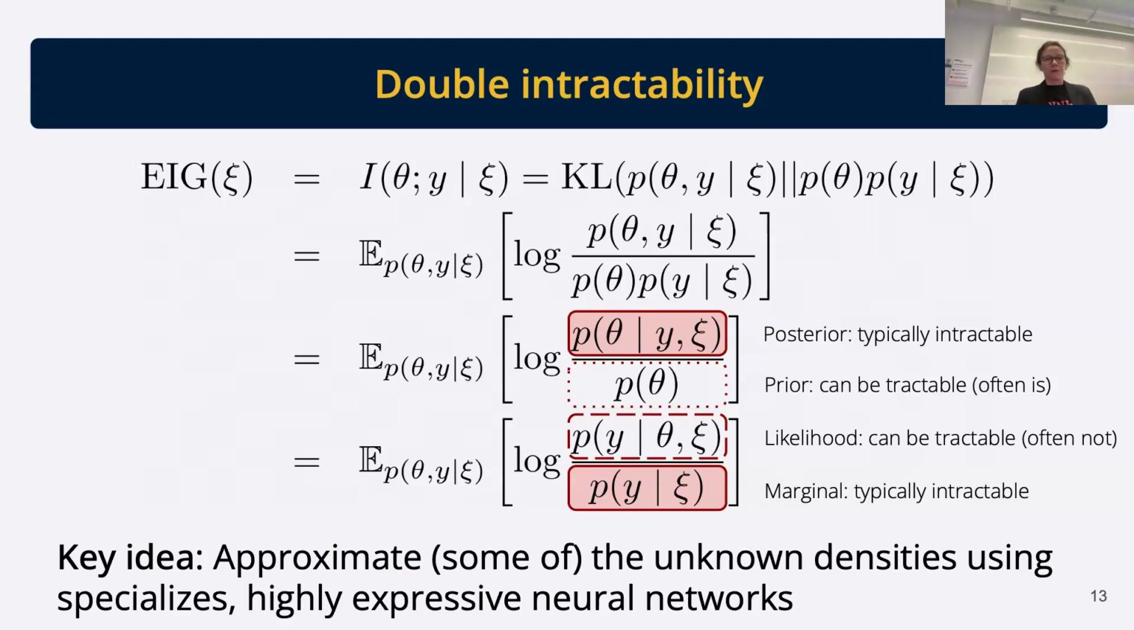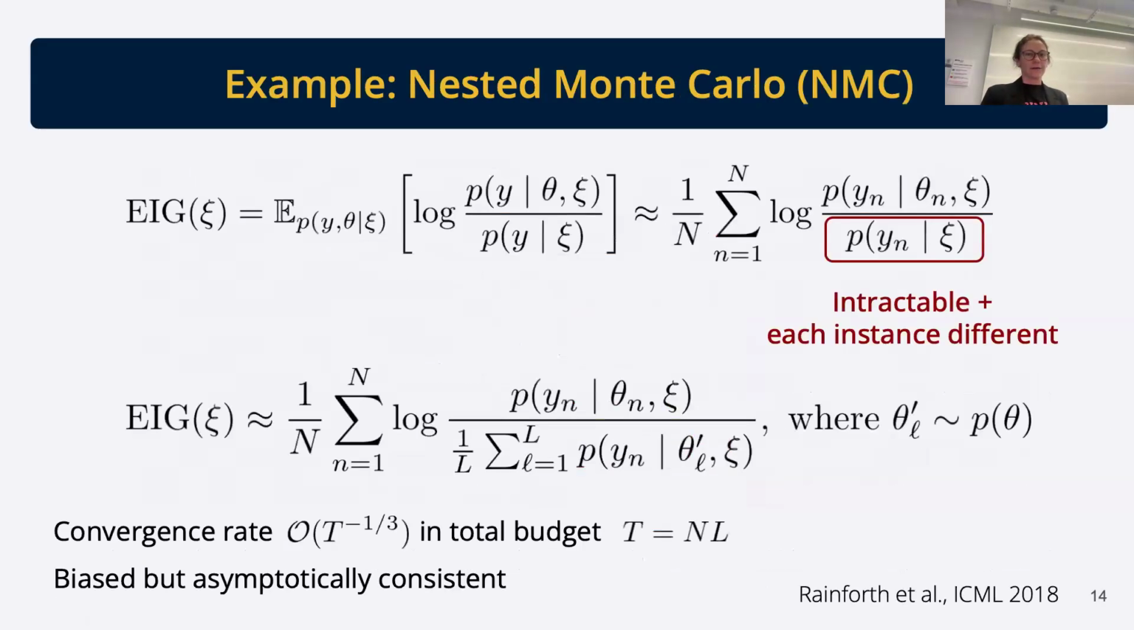Now I'm going to talk about variational BED. And the key idea here will be to approximate some of the unknown densities, right? Either the posterior or the marginal, using specialized, highly expressive neural networks. So this is the general idea. And to give you some intuition how it is going to work, let's take the EIG in this form, right? So this is the expected information gain written as an expectation of the log density ratio between our likelihood and the marginal.